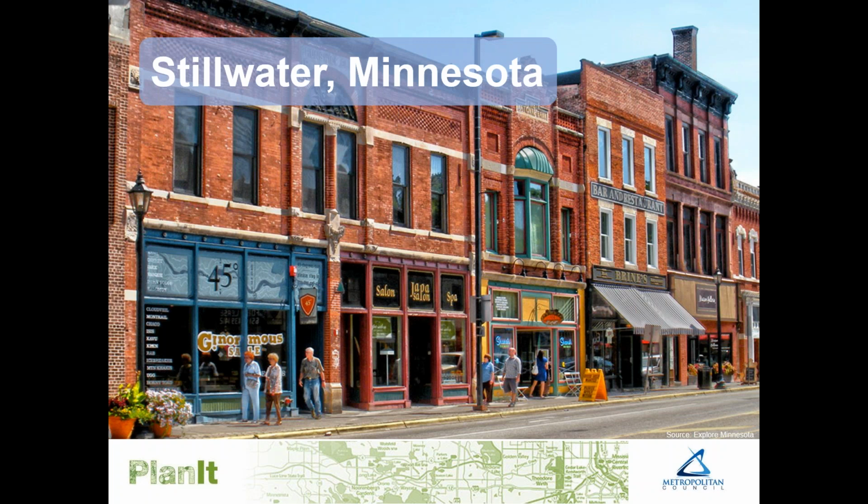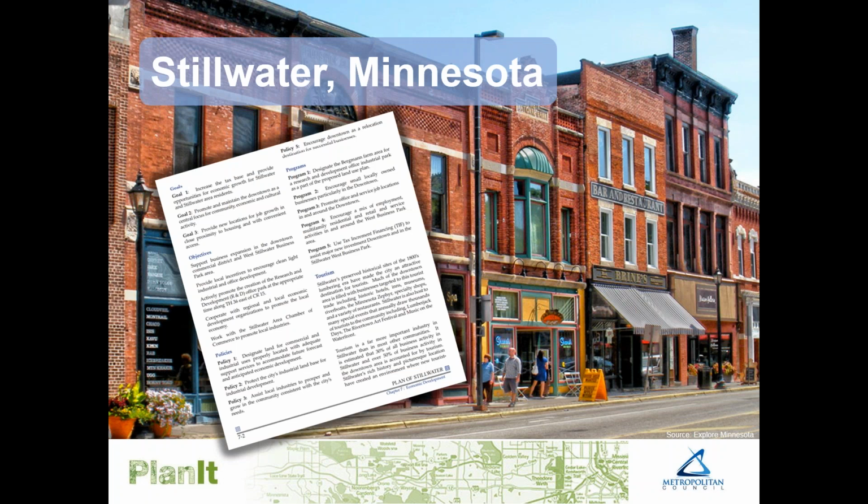So the chapter provides an overview of the employment and economic conditions in Stillwater and describes the districts where economic activity is concentrated. The chapter then discusses the variety of economic development tools and techniques available to the city and provides a list of implementation programs to meet the goals and policies. The framework of this chapter is really well done, so I'll show you an example here.